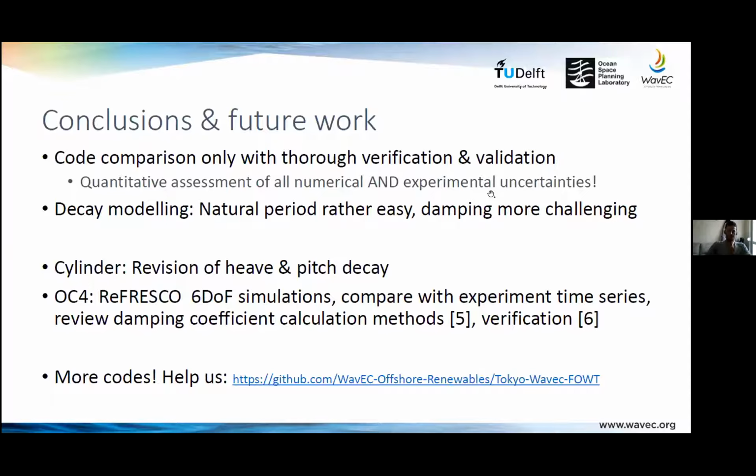Last of all, this code comparison only included 2 codes. So if you have a CFD code that you would like to test, we would be very happy if you help us. On this link, I will soon upload the OC4 test cases that we were using, the meshes and the setups. And as soon as we have the problem sorted out with the cylinder test case, those will also be available there so that you can do the verification study.